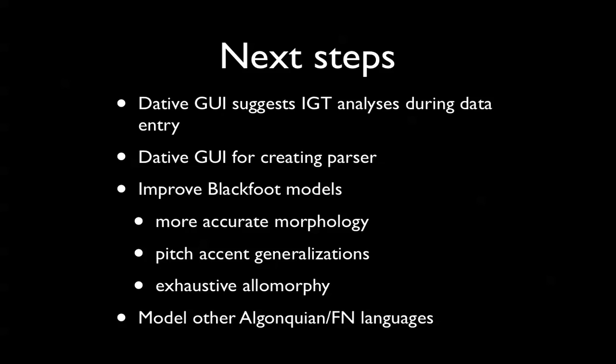My Blackfoot morphology is currently highly inaccurate. Refining it by simply adding morphological dependency restrictions will improve the performance of the parser. I also need to incorporate the non-lexical pitch accent generalizations into the phonology. Finally, I need to do the grunt work of identifying the lexical classes that participate in particular allomorphic alternations. And after that, I'd like to use the Parser Creator tool to build parsers and grammatical models for other Algonquian or First Nations American Indian languages.